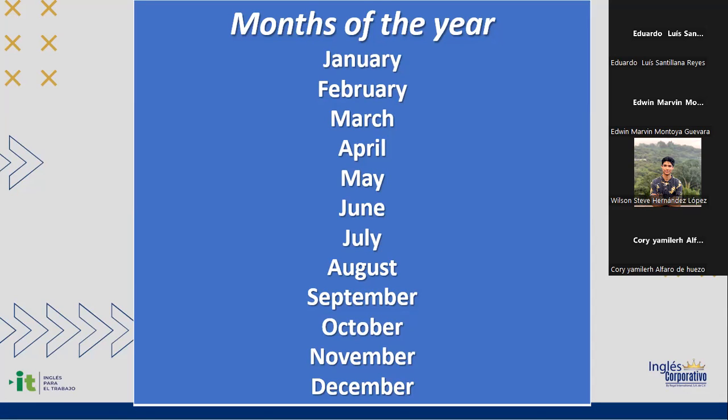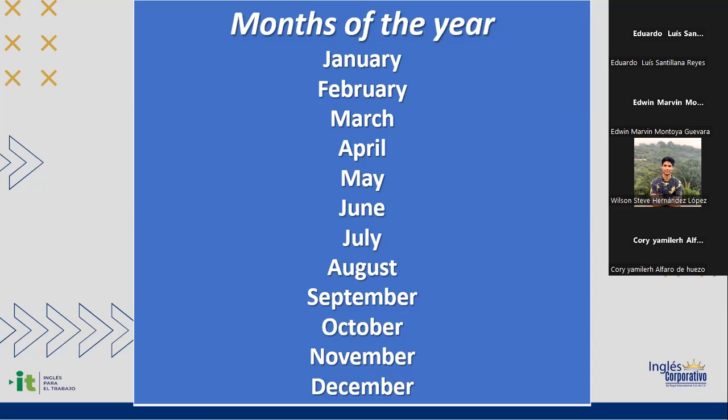Next is Meili. January, February, April, May, June, July, August, September, October, November, and December. Okay, William. January, February, March, April, May, June, July, August, September, October, November, December.